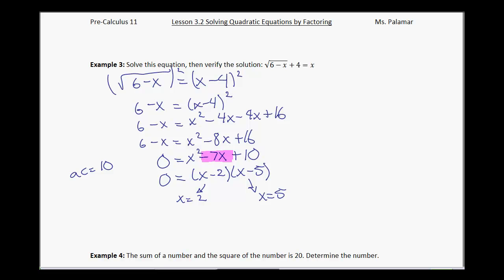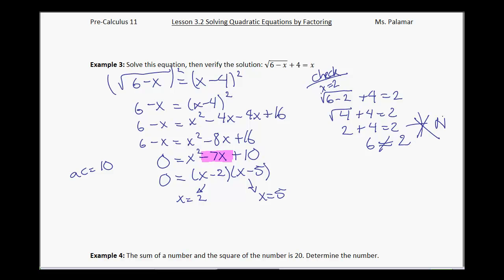But we need to verify our solution, so let's check. x equals 2. Square root of 6 minus 2, plus 4, equals 2. Square root of 4 plus 4 equals 2. 2 plus 4 equals 2. And 6 does not equal 2. So in this case, no, x equals 2 is not a solution.